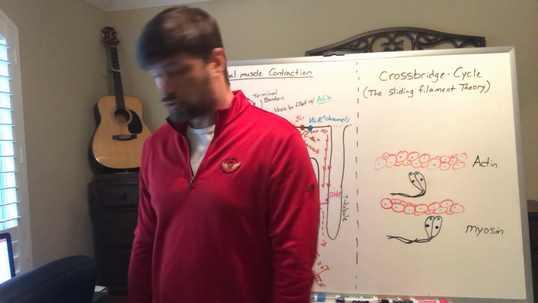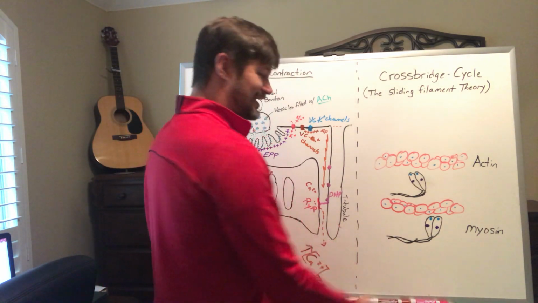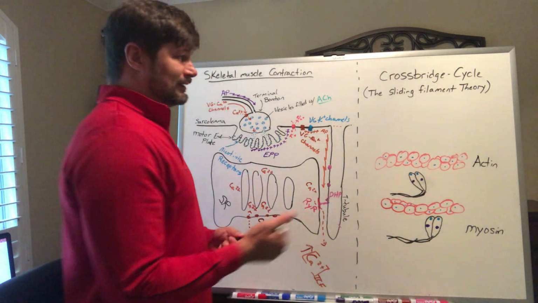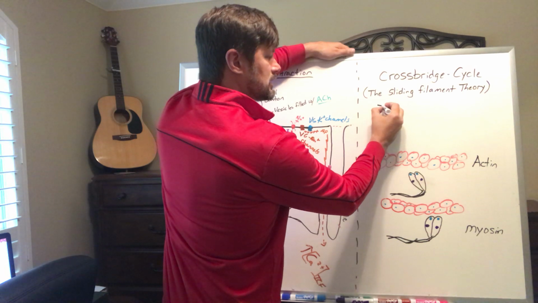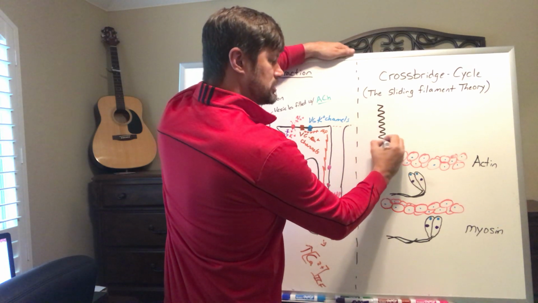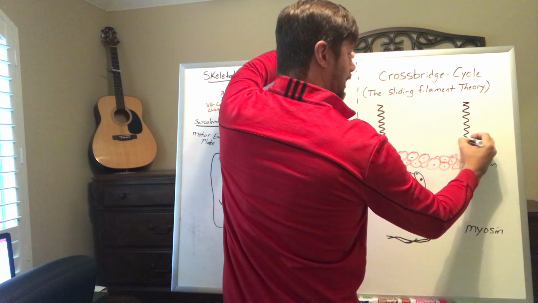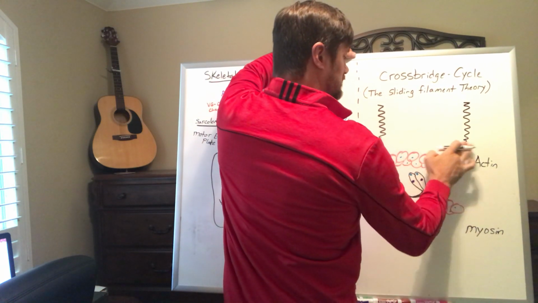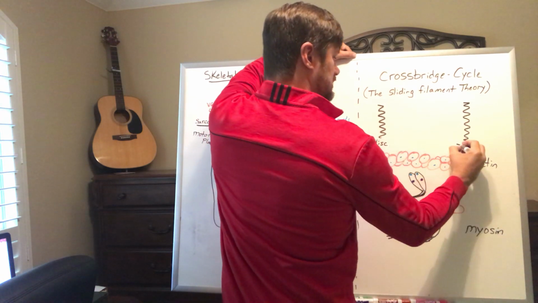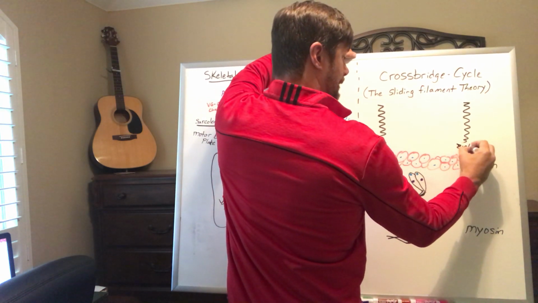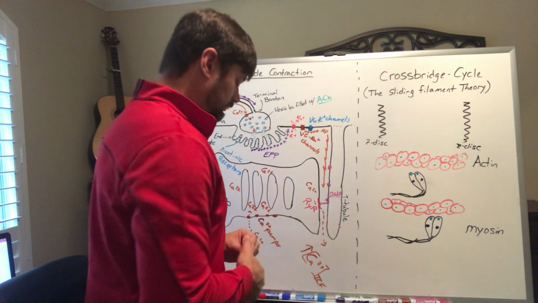So let's draw a sarcomere really fast. A sarcomere is from Z-disc. Just start drawing some ziggy-zaggy lines, right? Z-disc to Z-disc. So we got a Z-disc here, and we have a Z-disc here. Those are the ends of the sarcomere.